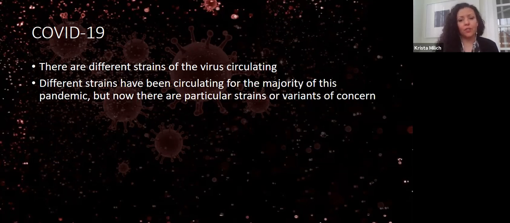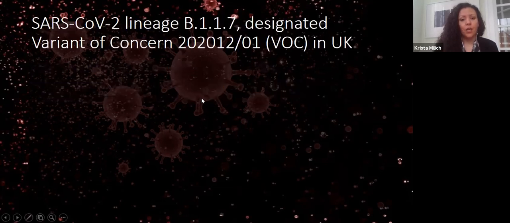So we've had different strains circulating for the majority of the pandemic, but now there are particular strains or variants that are of concern. So I'm going to walk us through those. The first one I want to mention is from the UK. And you may have heard of this one. It's one that's being talked about in the news more than others.